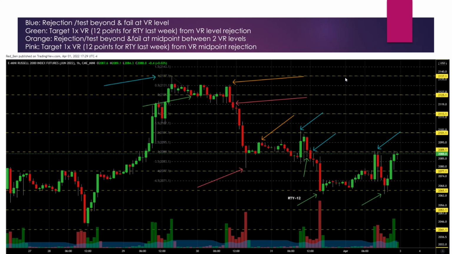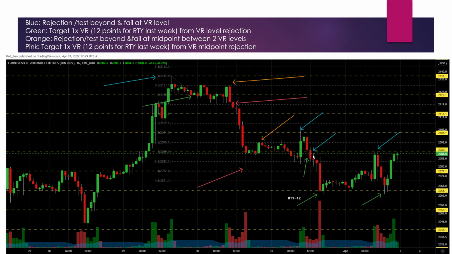We tested the 2137.1 VR level, sorry, and moved back 12 points, which on our TUI last week was 1 VR. So the range of this retracement, this pullback, was approximately 12 points or more. And so it makes sense once you've seen this to expect that pullback. There's another one here where you test here but reject, and then you'd expect some sort of a pullback.